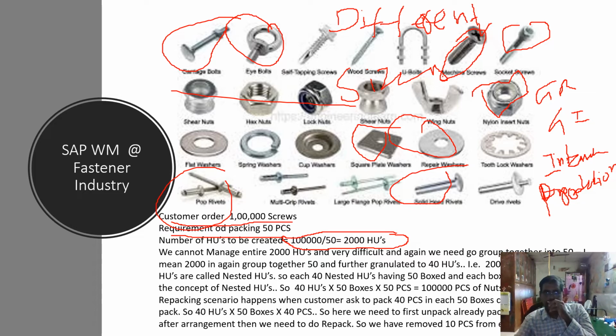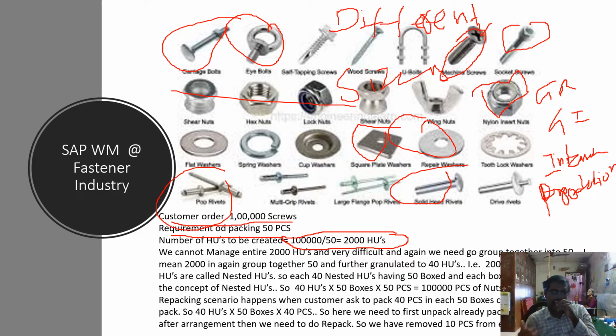That is understood. Now, suppose a customer order has about 1 lakh pieces of double pin and rack and pinion pin, and the requirement of packing is 50 pieces. Then in that case 2000 handling units will be created. 1 lakh divided by 50 will give 2000 handling units. These 2000 handling units are very difficult to manage, right? So again these 2000 handling units are clubbed together in groups of 50.